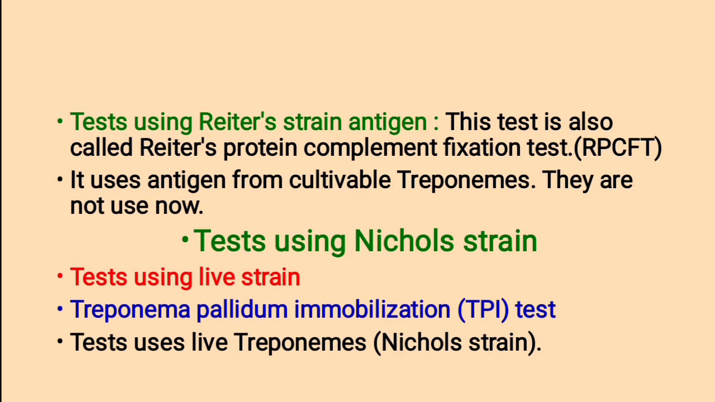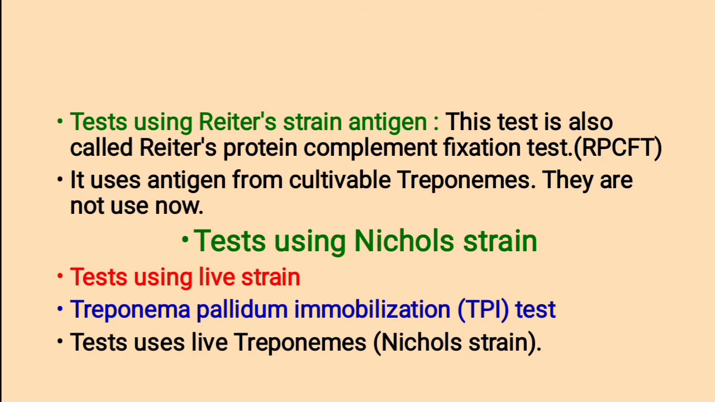Test using Reiter strain antigen. This test is also called the Reiter's protein complement fixation test, that is known as RPCFT. It uses antigen from cultivable treponemas. They are not used now. Test using Nichols strain, a test using live strain, that is the Treponema pallidum immobilization test, that is the TPI test.